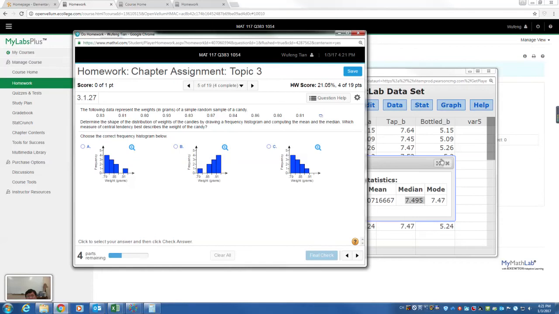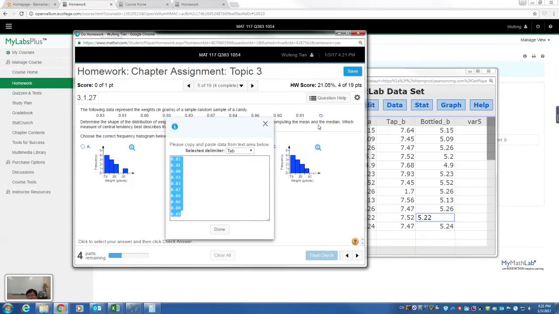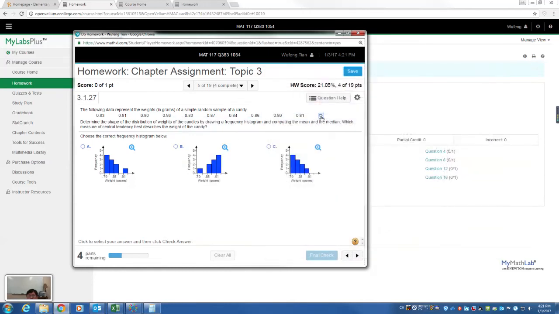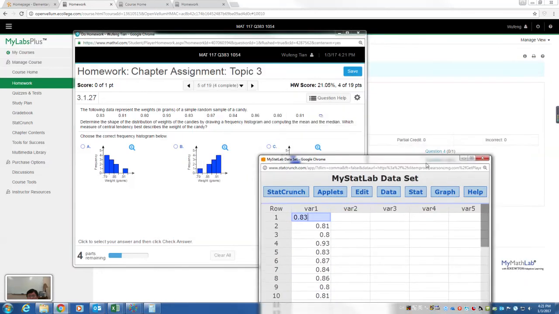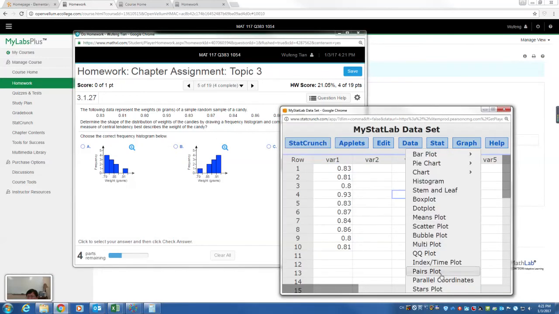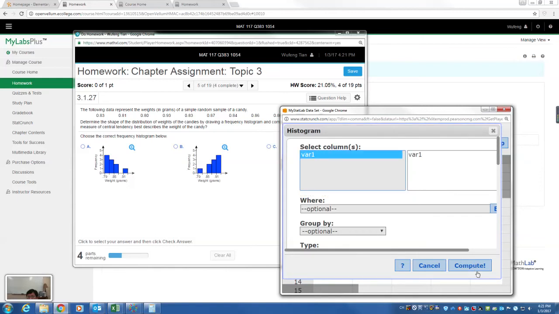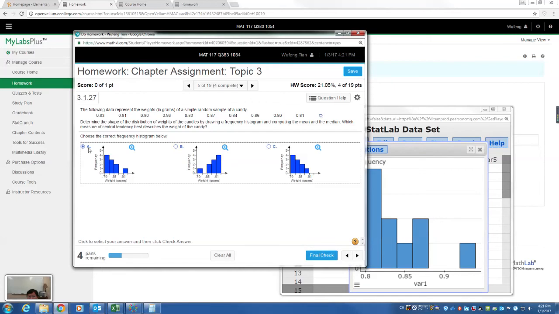So next one, it should be very simple. You can directly open this in StatCrunch. Open StatCrunch, choose Graph, Histogram, with variable 1, and compute. Which one? This one. It's skewed to the right.